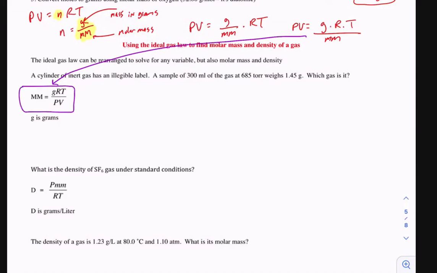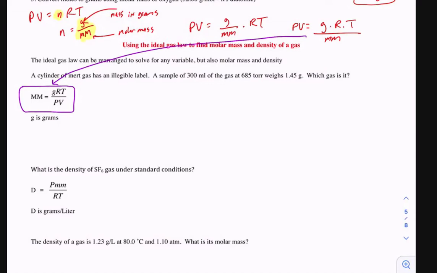And then we get the Homer Simpson equation to solve for molar mass. Because as Homer would say, great PV. I don't know how many of you watched The Simpsons, right? Anyways, this is rearranged to solve for molar mass.